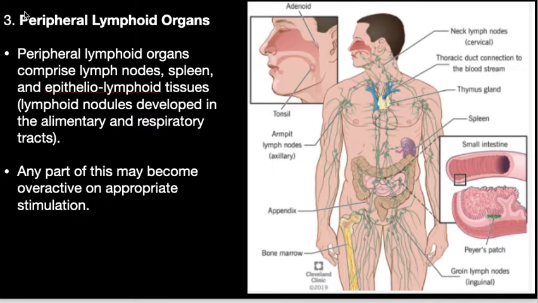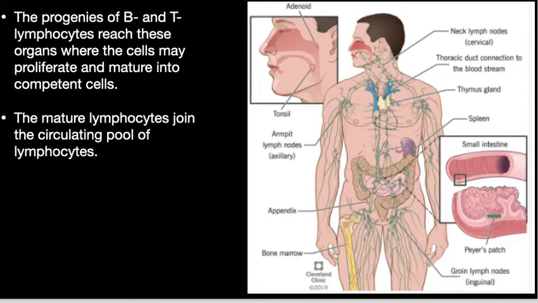The third component is the peripheral lymphoid organ. The peripheral lymphoid organ comprises the lymph nodes, the spleen, the epithelio-lymphoid tissue, that are the lymph nodes developed in the alimentary tract and the respiratory tract. Any part of this may become overactive on appropriate stimulation.